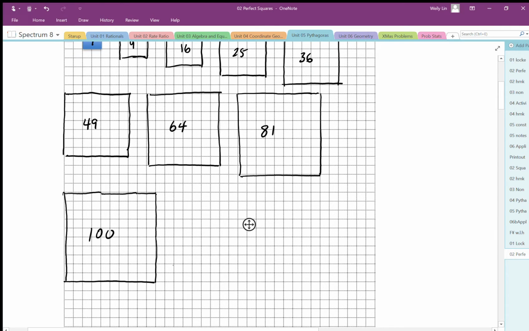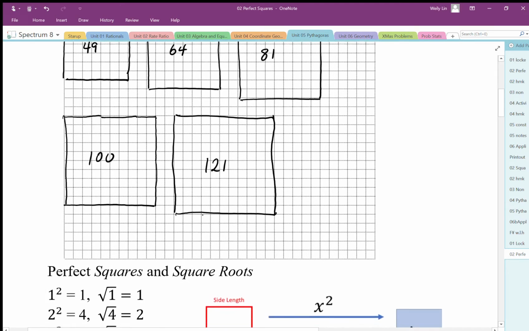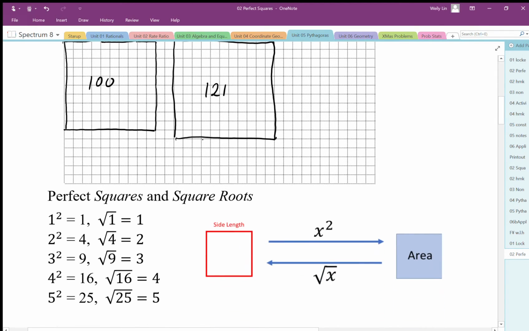11 by 11. So if I go 11 by 11, 1, 2, 3, 4, 5, 6, 7, 8, 9, 10, 11. So 11 is out here. Okay, so 11 by 11 square is going to give us 121 squares. And if we count them, there's 121 of these squares inside that perfect square. So again, when we think of square numbers, I want you to think of square shapes.